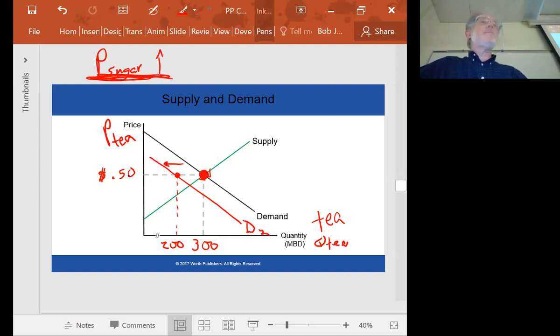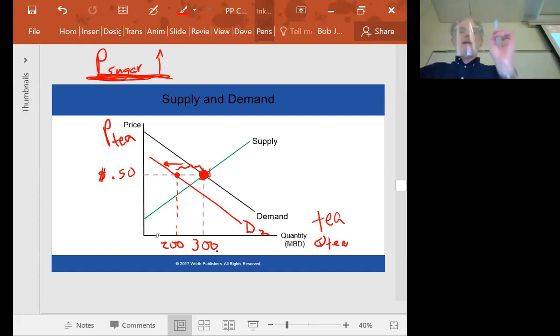Are we in equilibrium at 50 cents? No. Producers are still very happy to supply a quantity of 300,000. Problem is, consumers are not going to buy that much. They're only going to buy 200,000. So if the price remains at 50 cents, we're going to have what? A shortage or a surplus? A surplus of 100,000 cups.